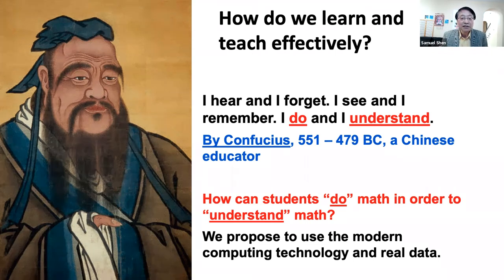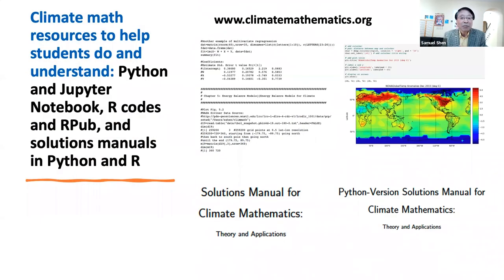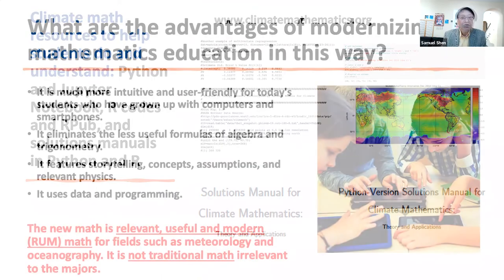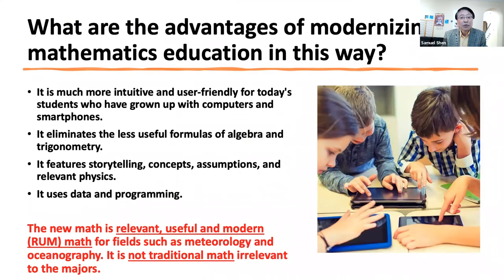In this way, students see results right away. They also may increase their hope of finding a very good job. The climbing math provides many resources for learning and teaching, such as computer codes and solution menu. The solutions menu in both R and Python are freely available to instructors by the publisher. So we propose this way to modernize the math education for meteorology, because we can utilize the abilities of today's students who have grown up with computers and smartphones.